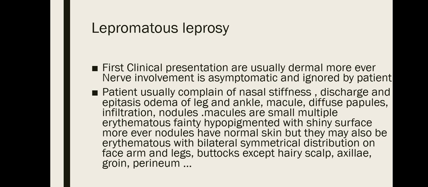Macules are small, multiple, erythematous, faintly hypopigmented with a shiny surface. Moreover, nodules have normal skin, but they may also be erythematous, with bilateral symmetrical distribution on face, arms, and legs, and also buttocks, except hairy scalp, axilla, groin, and perineum.